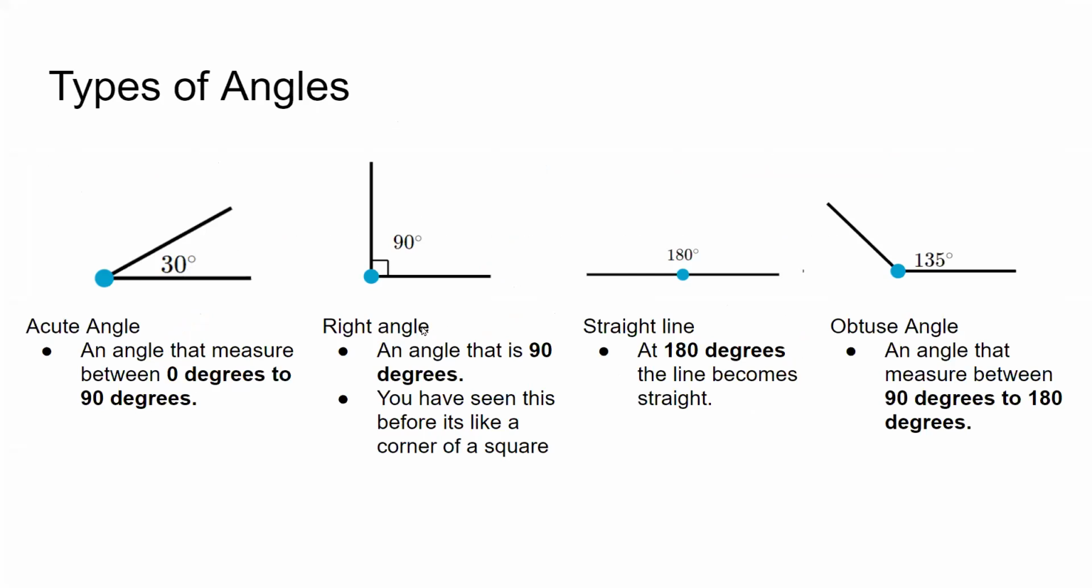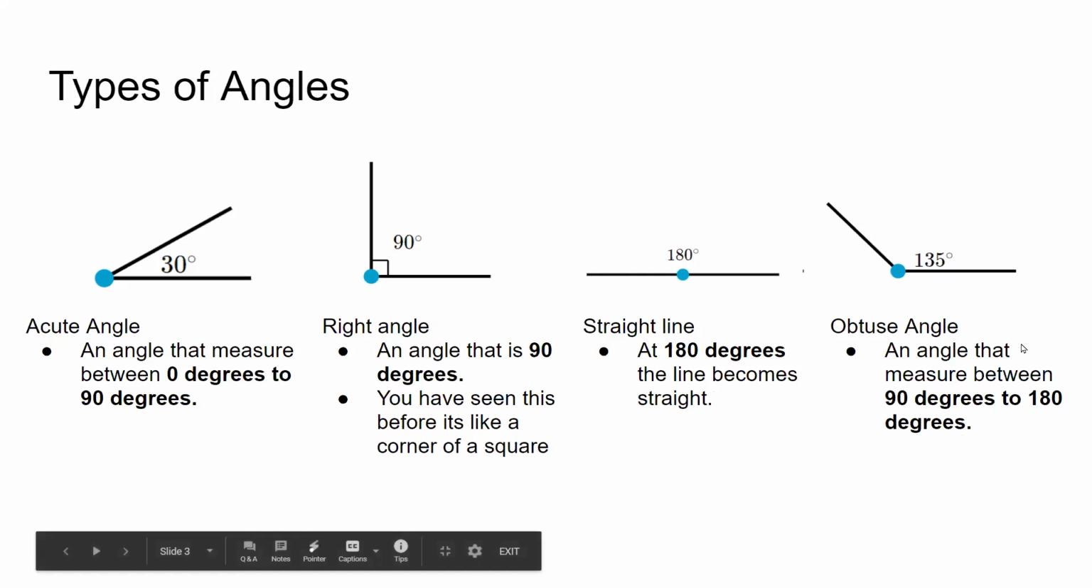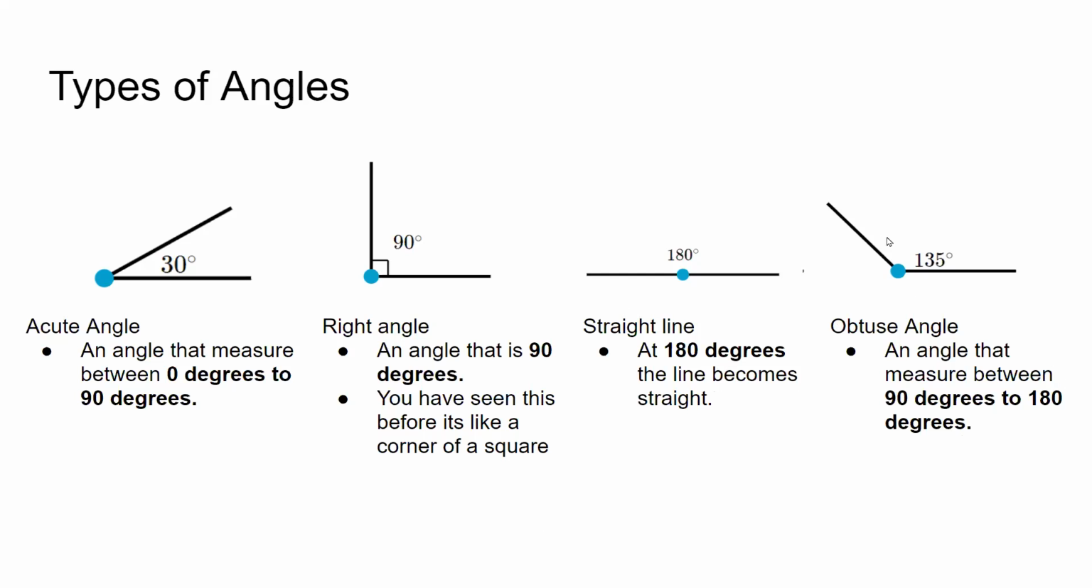Now a right angle is 90 degrees. You've seen this before, like the corner of a square, or the corner of a table. You see lots of right angles in real life as well. A straight line is an angle of 180 degrees. An obtuse angle is between 90 degrees and 180 degrees. As you see, this is 135 degrees, which is bigger than 90 and less than 180.